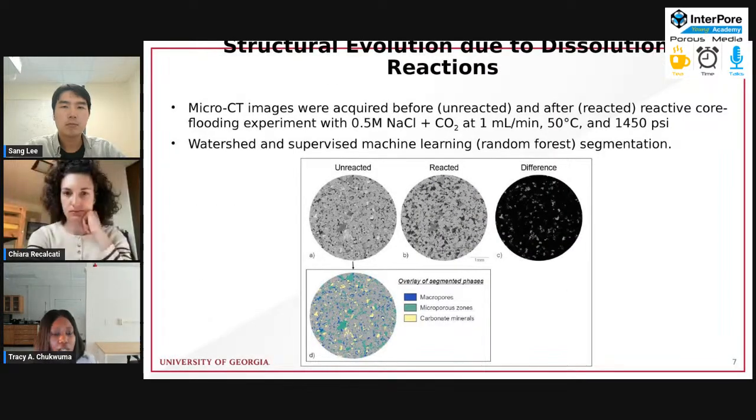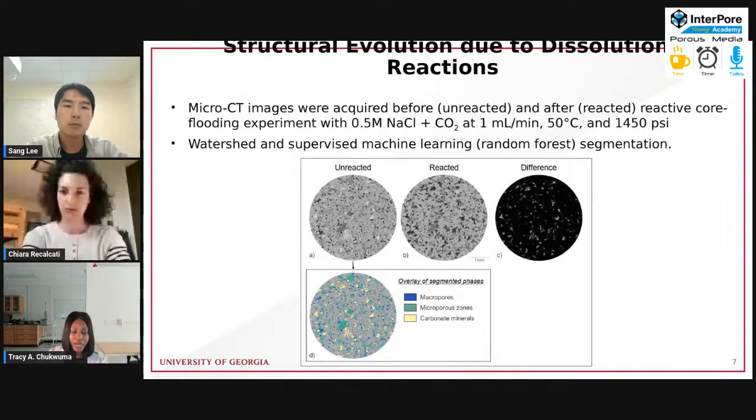So while we were looking at the structural evolution that occurred due to dissolution reactions in this particular sample, I just want to preface by saying the core flooding experiments were carried out at Auburn University, who are our collaborators, and the very first X-ray micro-CT images, the ones at 4.7 micron resolution, were done at Auburn University. So we just tried to replicate a mock geologic carbon storage system. This is why we have NaCl here as brine and CO2 as the injected CO2, just to replicate that system.